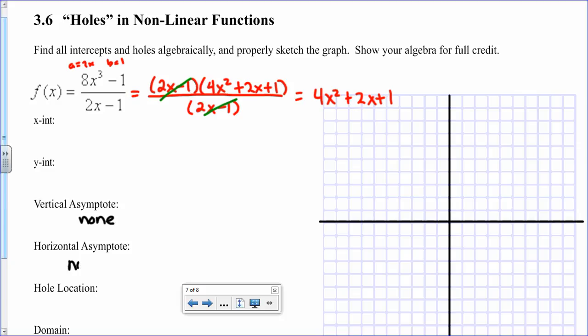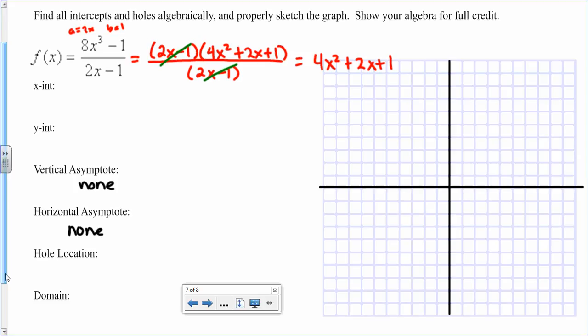So there's not a horizontal or vertical asymptote, but there will be a hole, and that will be where x is equal to positive 1/2. Because x can't equal 1/2, that means there's either an asymptote or a hole. So, because it canceled, that gives us a hole.